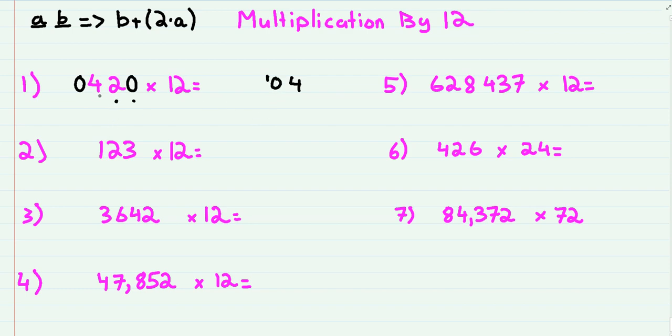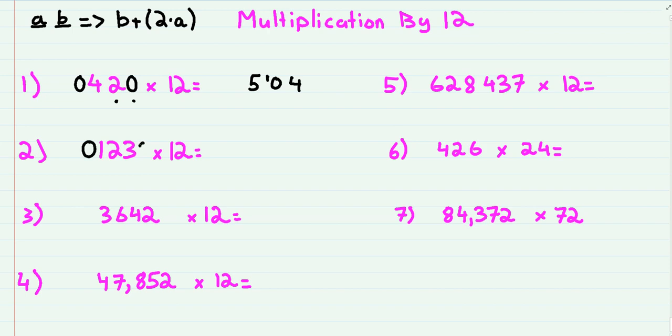So now I'm over here. 4 plus 2 times 0 is just 4 plus 0, which is 4, plus the carried 1 makes 5. So 42 times 12 is 504. Remember, this 0 doesn't make it 420. It just helps us with the calculation. Okay, let's do the next one.